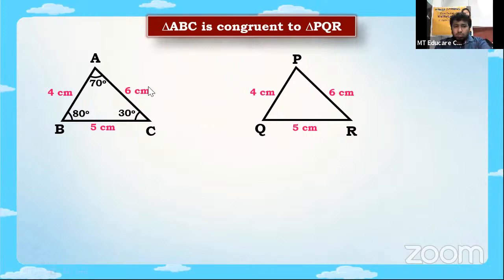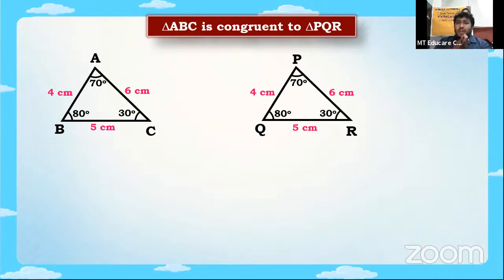Angle A was 70, so what will be measure angle P? That will also be 70 because A and P are corresponding angles. Corresponding means matching angles. If B is 80, Q will also be 80, and if C is 30, measure angle R will also be 30 because C and R are corresponding angles. So students, triangle ABC is congruent to triangle PQR because मैंने उसका exactly क्या निकाला था?